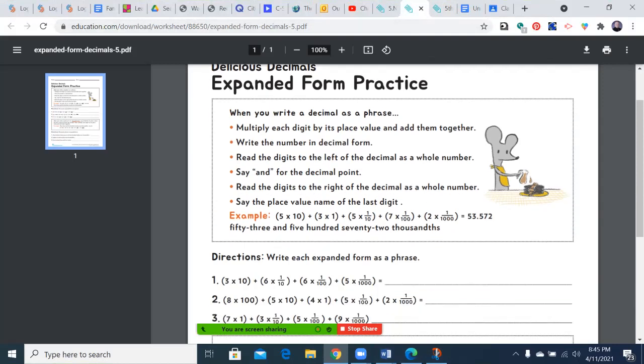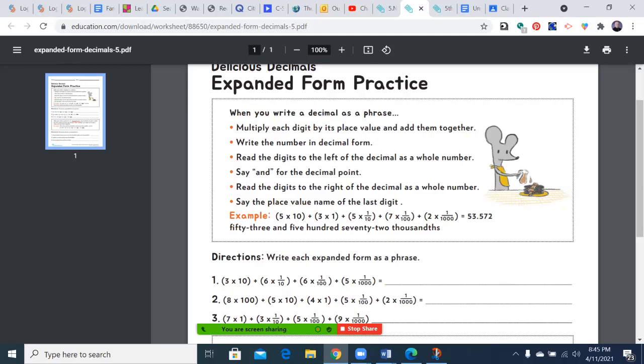So when you write a decimal as a phrase, you multiply each digit by its place value and add them together. Write the number in decimal form, which is also known as standard form. Read the digits to the left of the decimal point as a whole number, say "and" for the decimal point, and read the digits to the right of the decimal as a whole number. Say the place value name of the last digit. Example, 5 times 10 is 50, plus 3 times 1 is 3, so 50 plus 3 is 53.